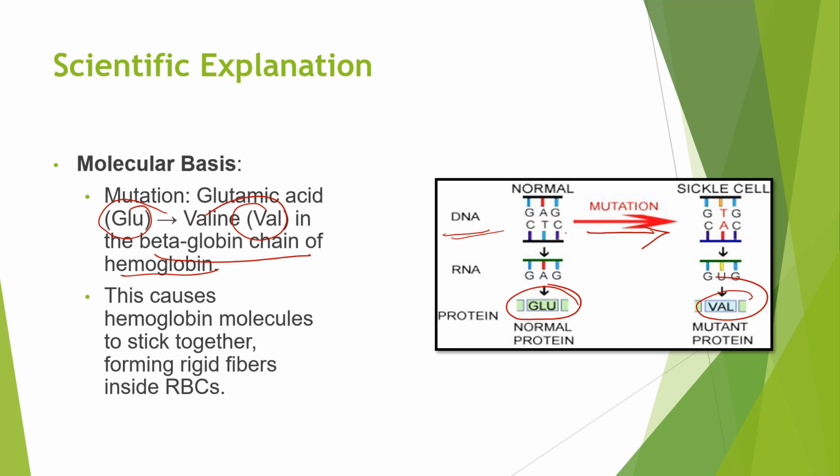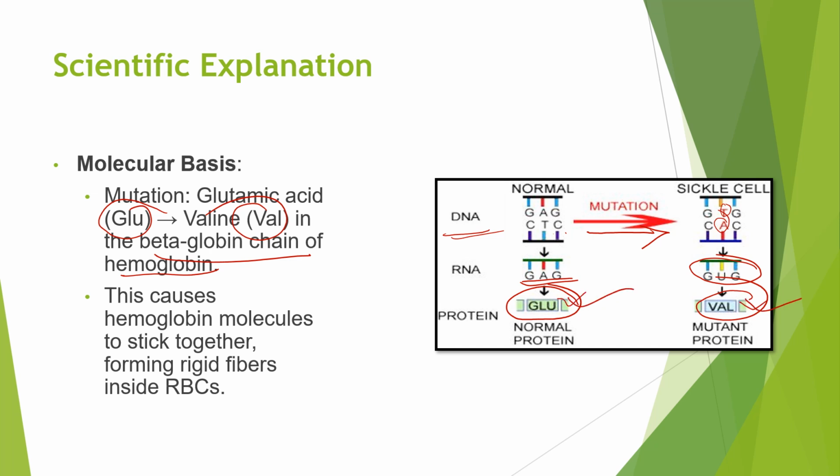It has become GTG and CAC. So this mutation has caused a change in the RNA sequence. So RNA, in place of GAG, it has become GUG. So when it becomes protein, or we can say amino acid, since amino acids are what form protein, glutamic acid is replaced by valine.